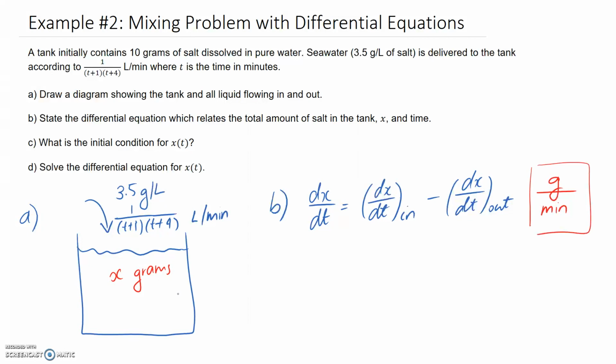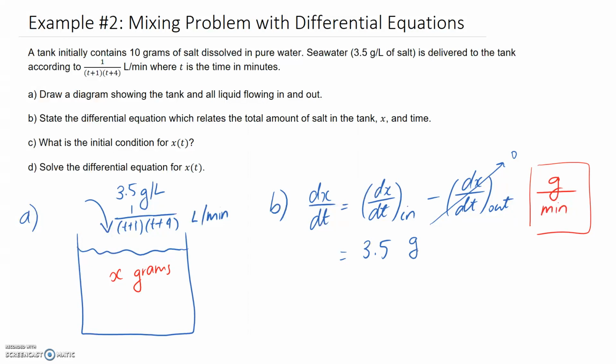So since we just acknowledged that nothing was flowing out of the tank, that means that this term here, which looks at the outflow, is going to be 0. So the only one we need to worry about is what's coming in. And remember that we're trying to achieve it in grams per minute. So since we're given the concentration and the flow rate, all we really have to do is multiply these together in order for that to happen.